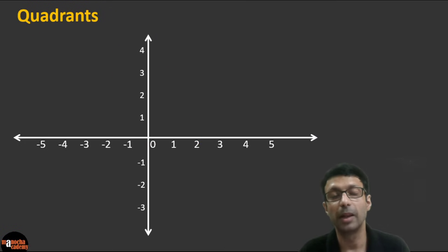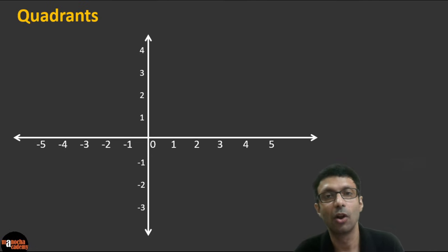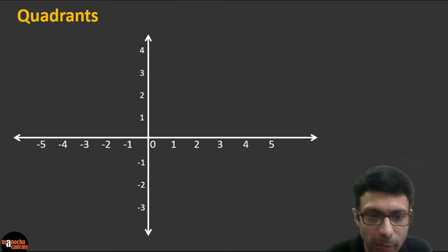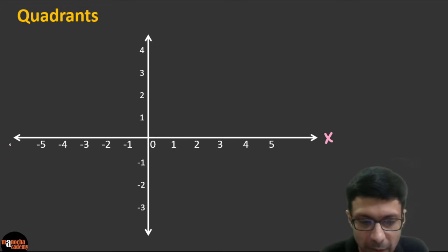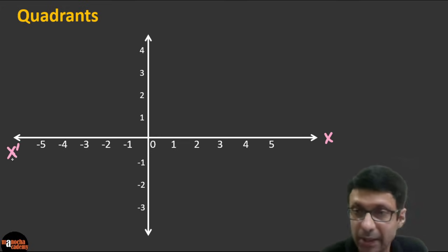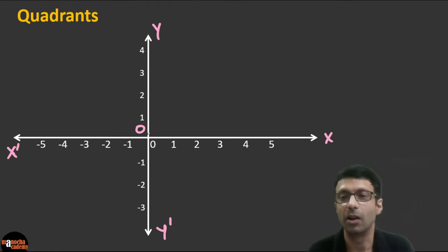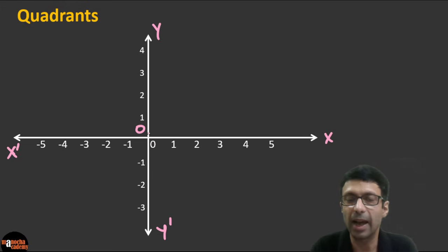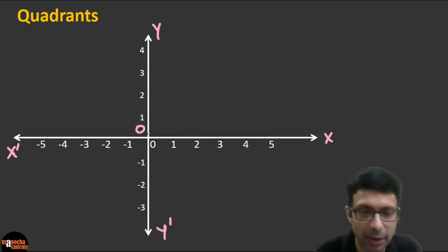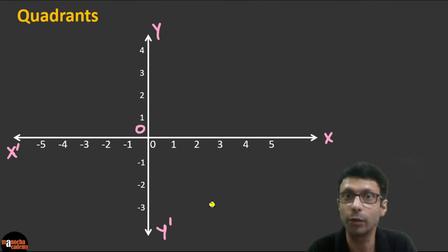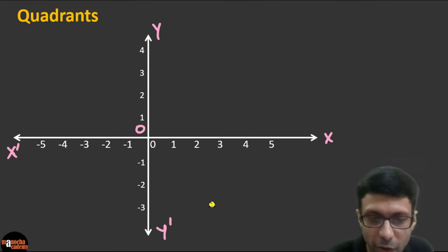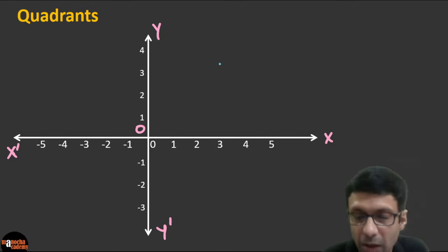And now let's talk about another important term in coordinate geometry. It's known as quadrants. Like we talked about, this is our x-axis here, and the negative x-axis is represented by x dash. We have y, y dash, and this is our origin, where the x and y axes intersect. Now you can see that the x and y axes divide the plane into 4 parts. You have one part here, second part, third part, and fourth part. Quad means 4, so these are known as quadrants, and they are marked with Roman numerals.